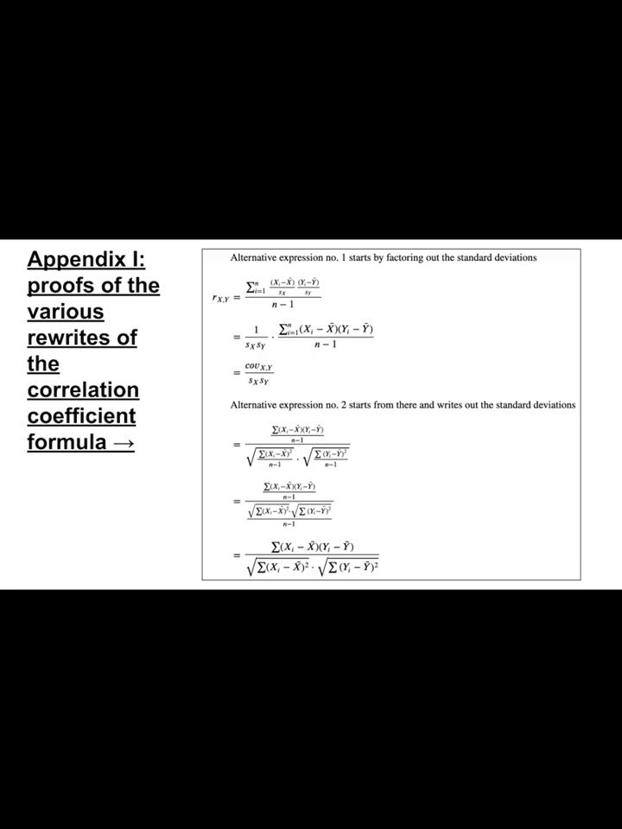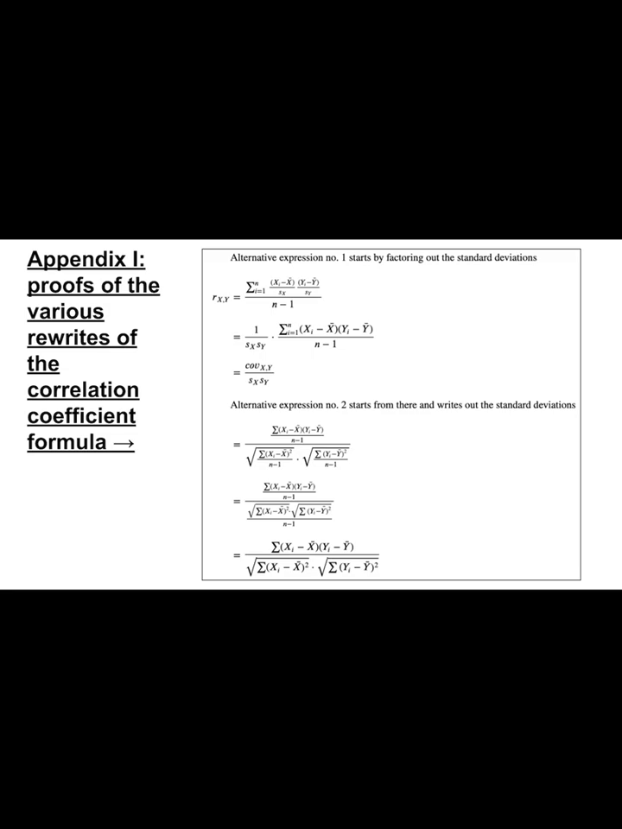I guess I can't really point with this Apple Pencil, but times the original covariance expression, and then that just reduces to the covariance expression divided by the standard deviation of x times the standard deviation of y. There's another alternate expression that I want to show you, and actually it appears in the bulk of the notes up front, but this is a convenient time to show it.